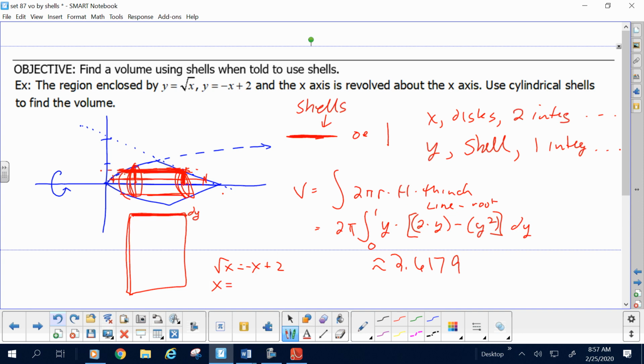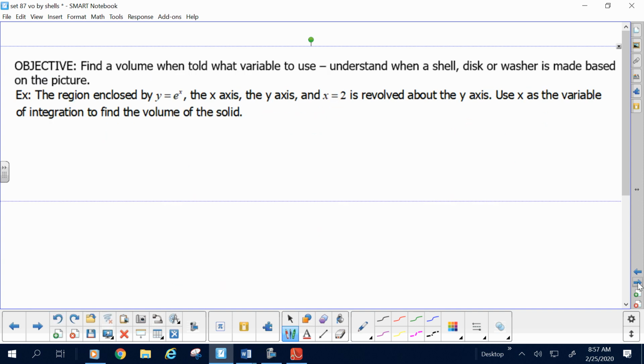Should we do it with this to check, or now let's move on? Okay. Sometimes rather than say use shells, they'll say use this variable, and you'll need to know, based on that variable and what it looks like when you revolve it, I'll use this method. So you kind of go where the question takes you. There's a lot of different combinations of figures and questions, so you need to get used to them all. I'm trying to give you a good sampling of possible questions.